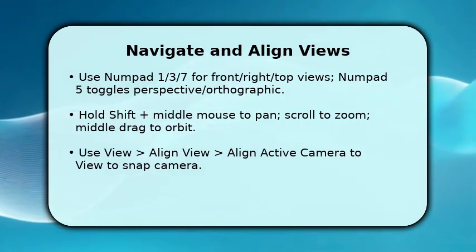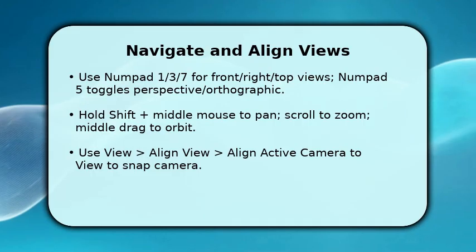For manual framing, orbit with middle mouse, pan with shift plus middle mouse, and zoom with the scroll wheel so you can precisely position elements.